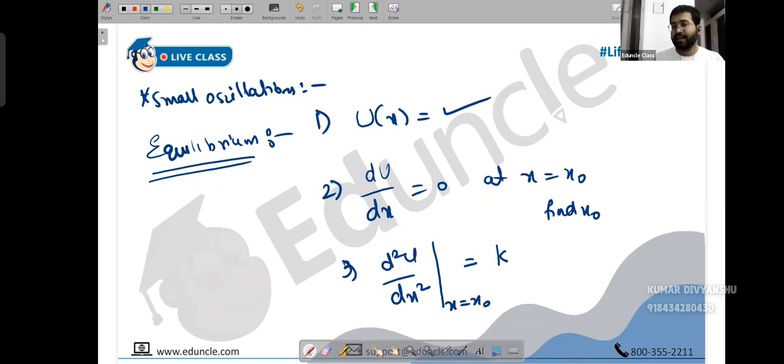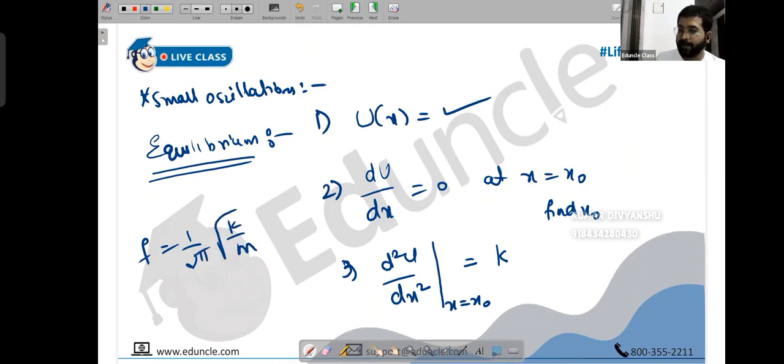And why it is known as k, again, there is a derivation for this. Not getting into it. K is nothing but a spring constant, a force constant, and that's it. So the frequency would be 1 upon 2 pi under root of k by m, and you know how to find the value of k.